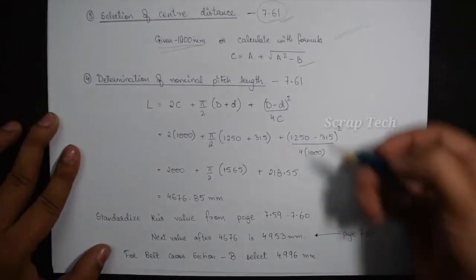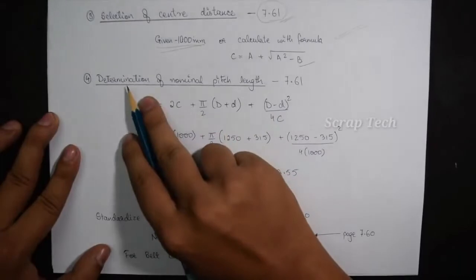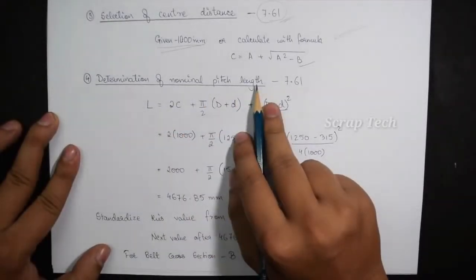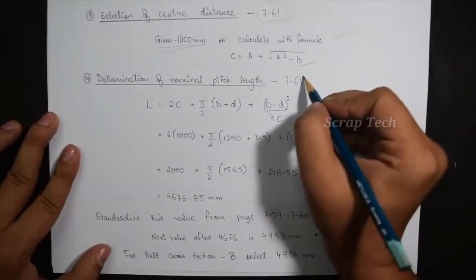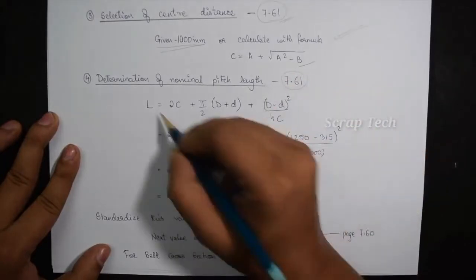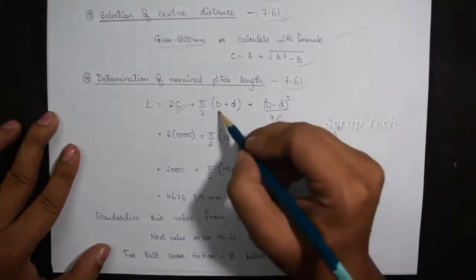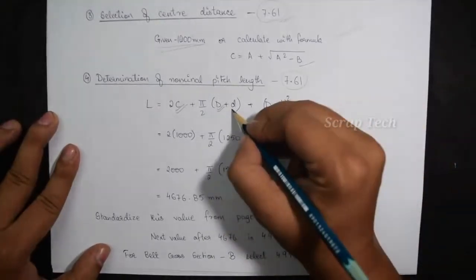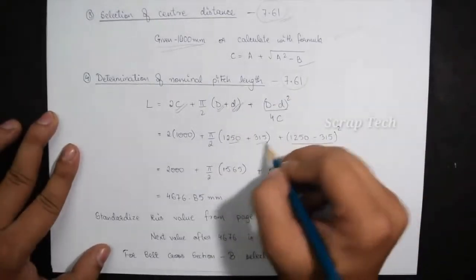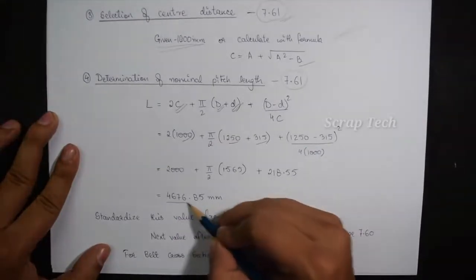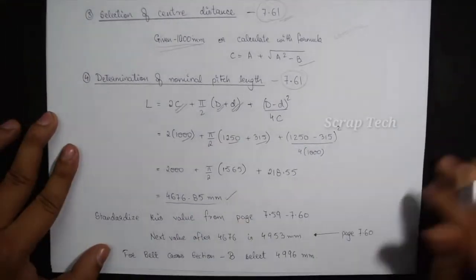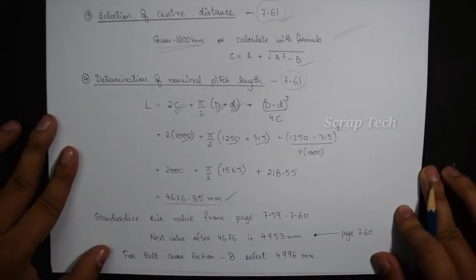Just above the center distance formula, we have a formula for calculating the nominal pitch length of the belt. As we see this formula, by putting in the values of C, which is the center distance, which is 1000, capital D is 1250, and small d is 315 mm, we get an answer of 4676.85 mm. Now again we need to standardize this value.